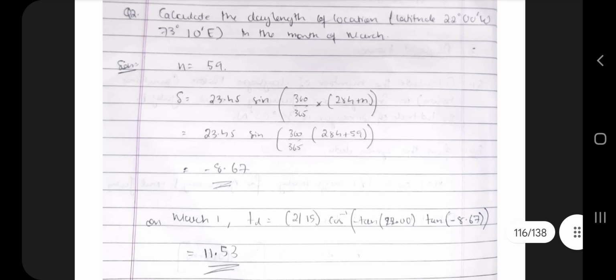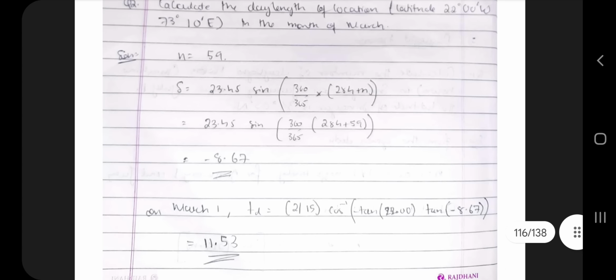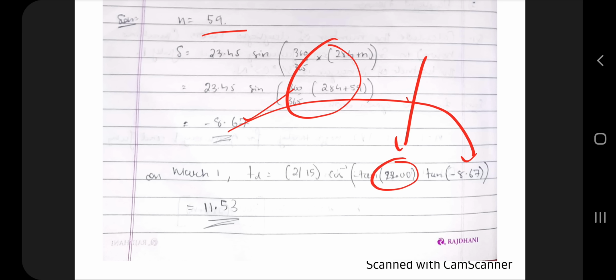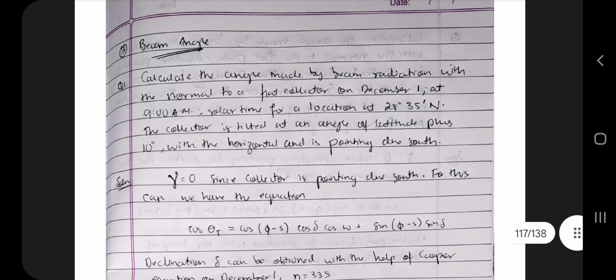Another question here: see what latitude is given, this is the latitude. So always you have to consider the latitude. The latitude is 22 degree, so 22 degree will be used here. After calculating n, you will get the declination value. Use the declination value here and the latitude value given in the question, calculate this, and you will get the daylight hours. Next we have the beam angle.